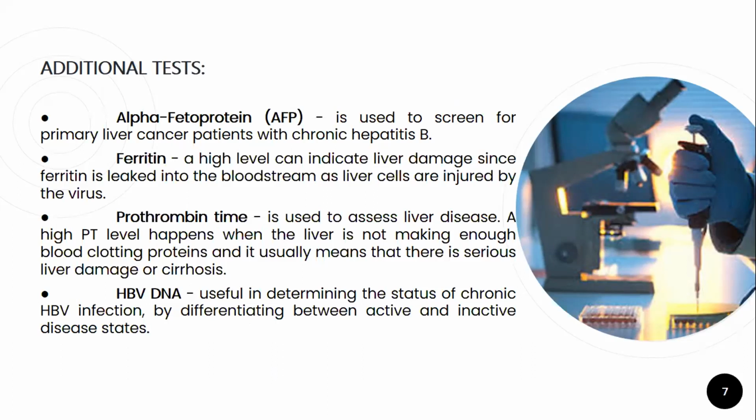Alpha-fetoprotein or AFP is used to screen for primary liver cancer in patients with chronic hepatitis B. A high level of ferritin can indicate liver damage, since ferritin is leaked into the bloodstream as liver cells are injured by the virus. Prothrombin time is used to assess liver disease. A high PT level means the liver is not making enough blood clotting proteins, and it usually means that there is serious liver damage or cirrhosis. And lastly, HBV DNA. It is useful in determining the status of chronic HBV infection by differentiating between active and inactive disease states.